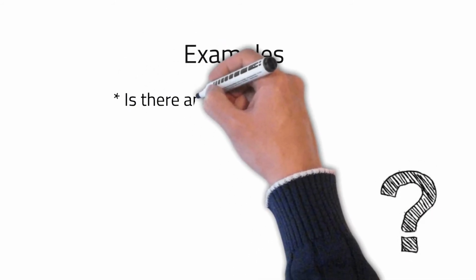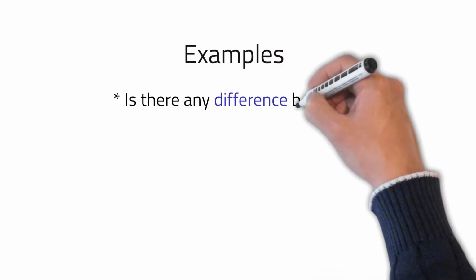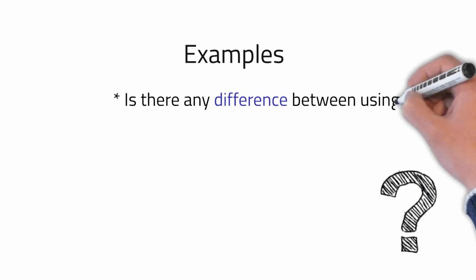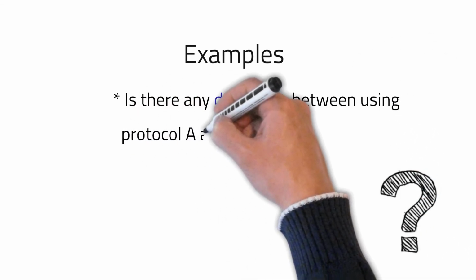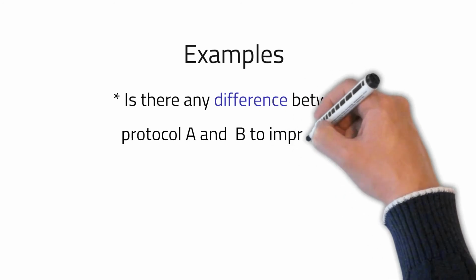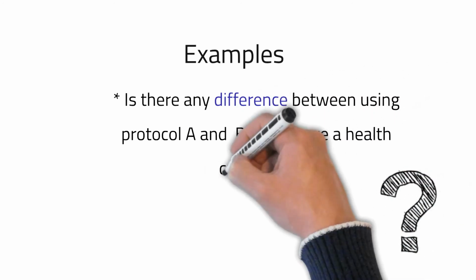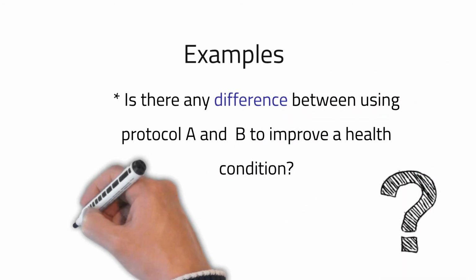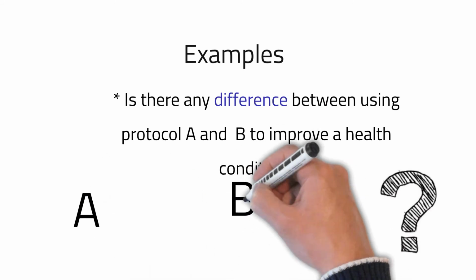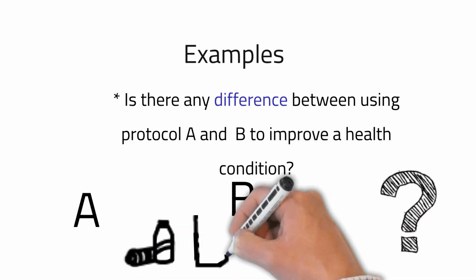Imagine that we have two different protocols to treat a health condition, but we want to know if there is a difference between using protocol A instead of protocol B. This is a good example of a typical comparative quantitative research question.